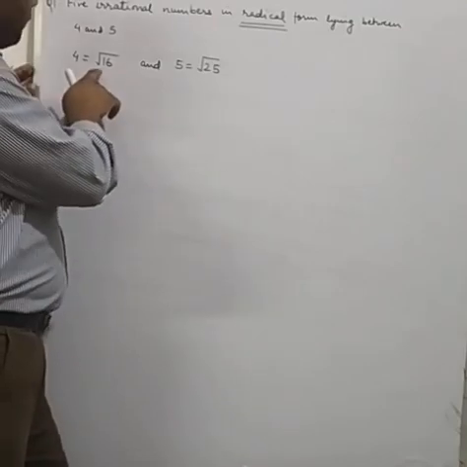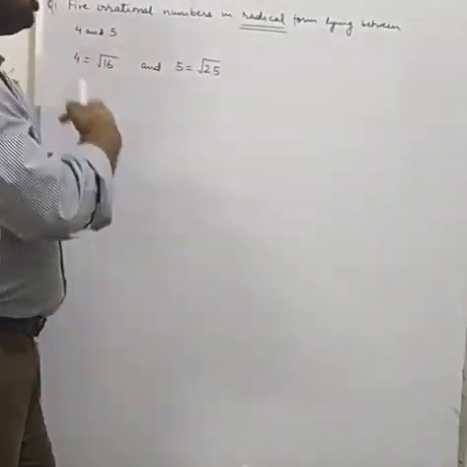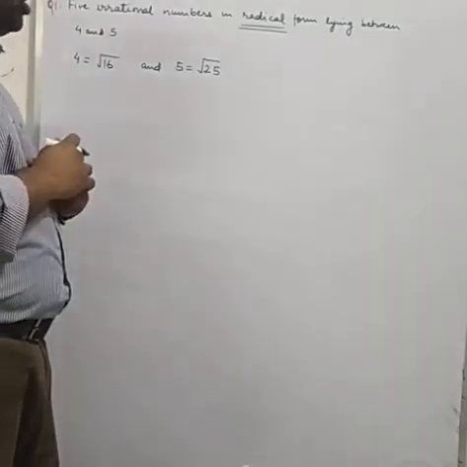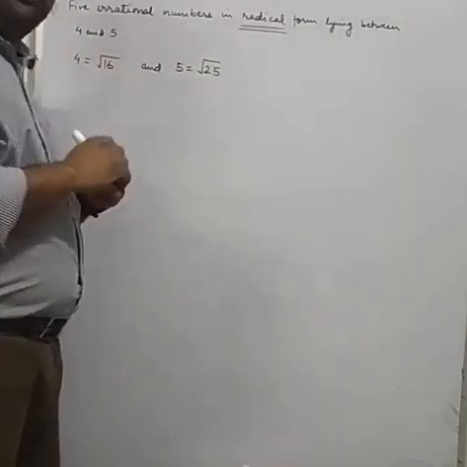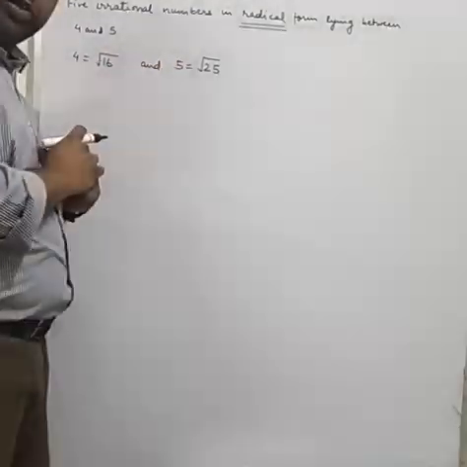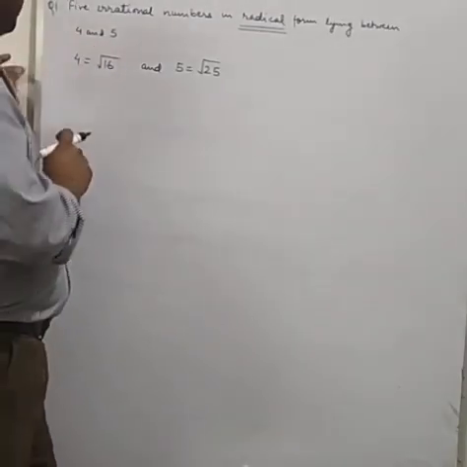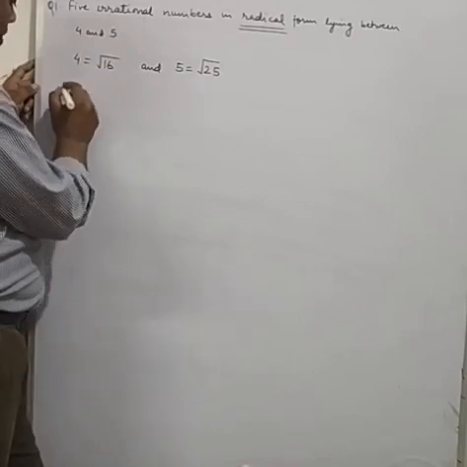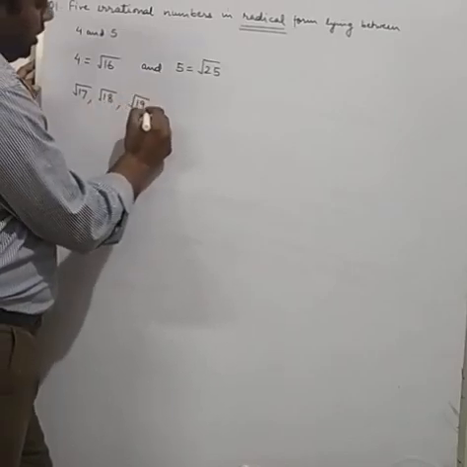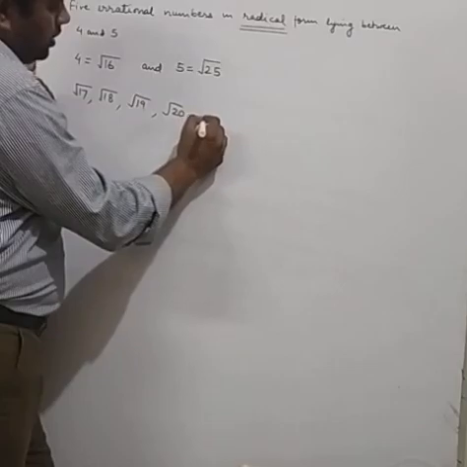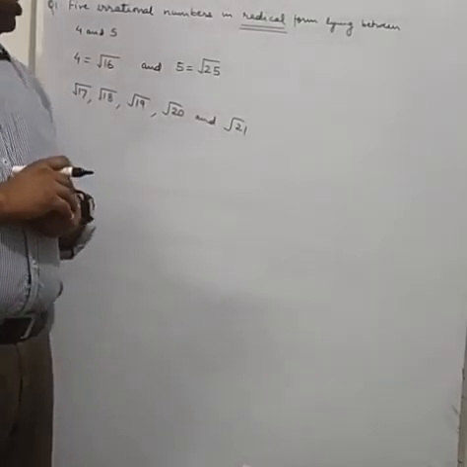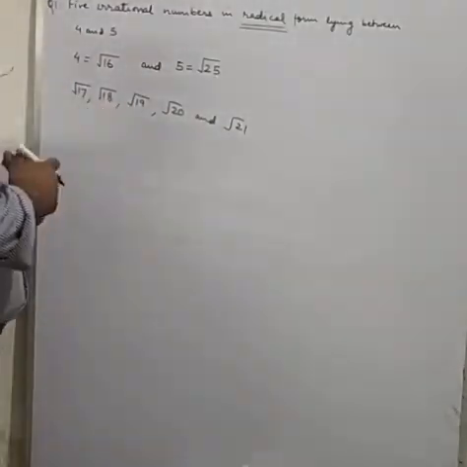So after root 16 there will be root 17, root 18, root 19, root 20, root 21, root 22, root 23, root 24. So out of these 8 we need to write only 5. We need to choose any 5 irrational numbers lying between 4 and 5. So my numbers are under root 17, under root 18, under root 19, under root 20, and under root 21. So this will be the answer to the first question. I hope you understand this.